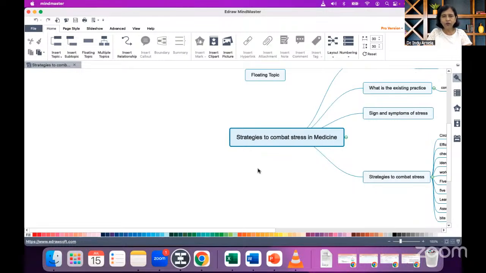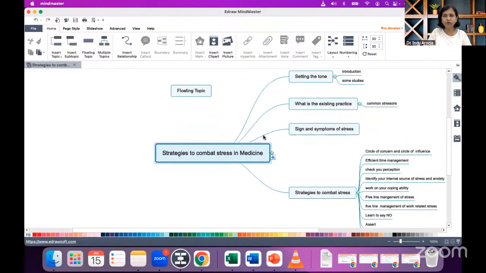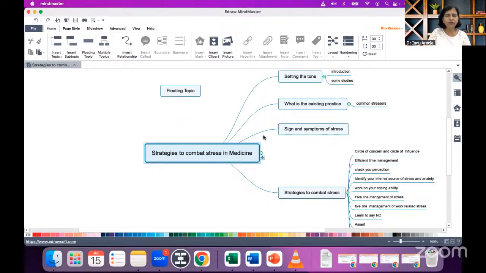So what I do, I use this tool called eDraw Mind Master. You can see, look at the top of the page. It is eDraw Mind Master. I'll briefly explain this. Whatever ideas come to your mind, you start using floating topic and you write the idea there. Whatever ideas that come to my mind.